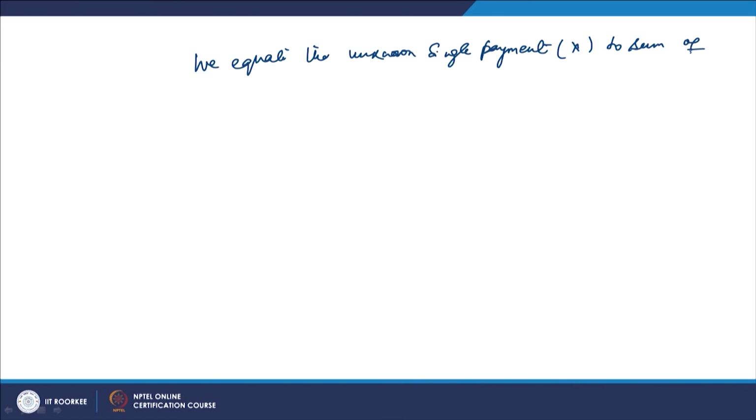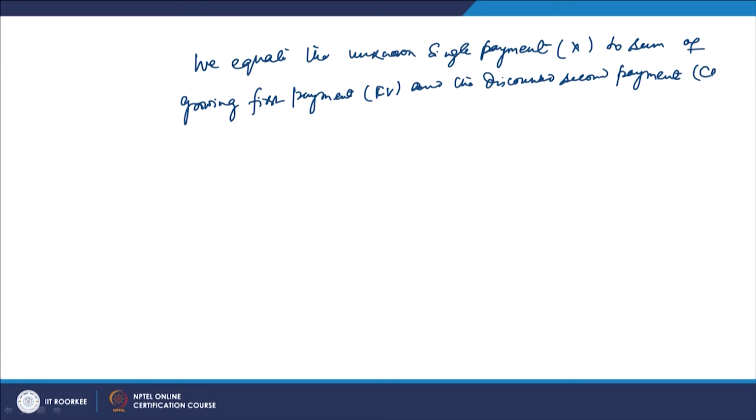So, what we are doing basically in the equation of value is we equate the unknown single payment when you have two obligations. So, we are equating the unknown single payment, that is x, to the sum of the grown first payment, that will be FV, and the discounted second payment, that is your CV. So, we have the expression x equal to FV plus CV, and this is known as the equation of value, and this is what is used.